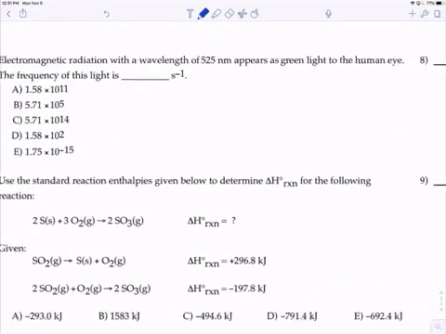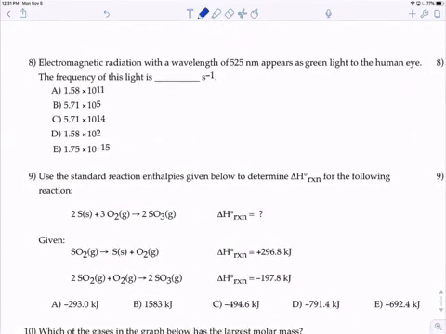All right, so I guess that's done for the gas laws. I'll stick with blue. I like blue.